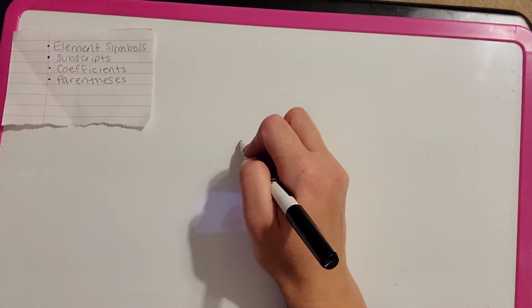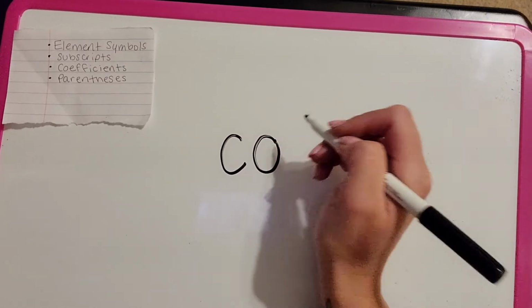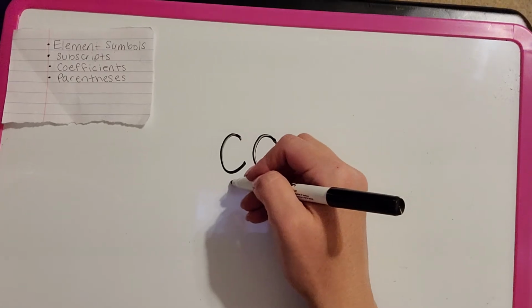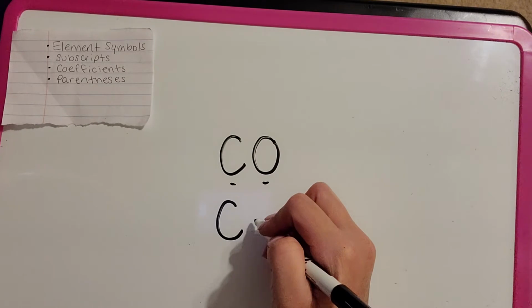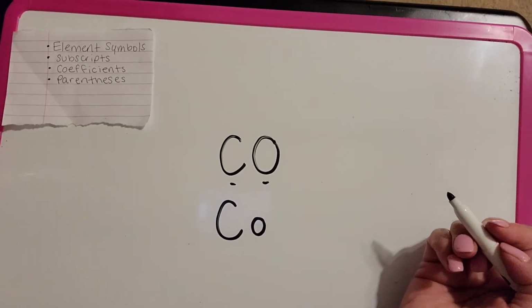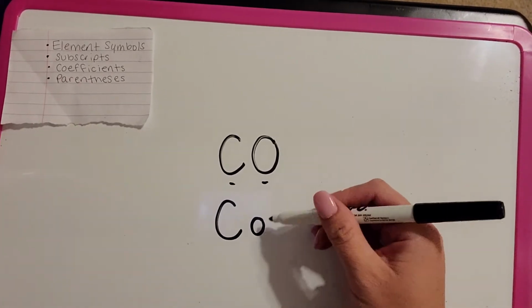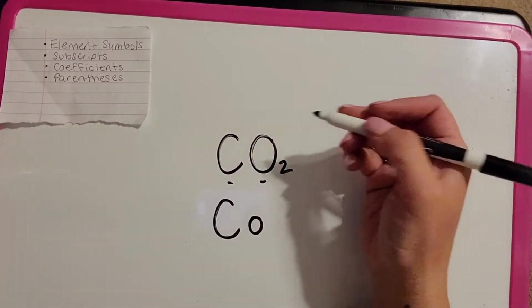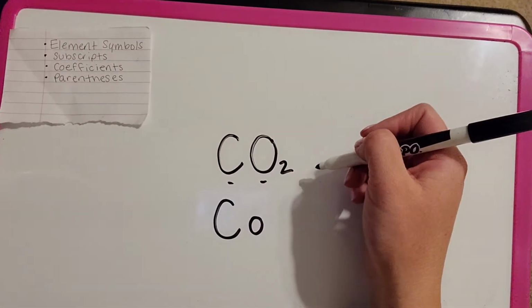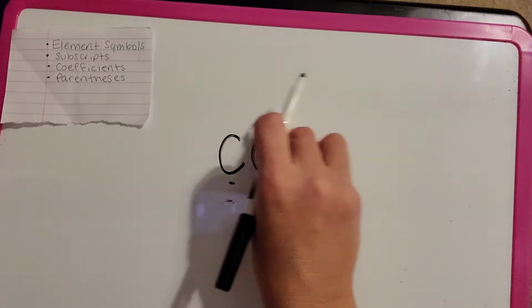Here is another thing that's important: capitalization. Here is carbon. If I put a big capital O after carbon, I'm looking at the chemical formula for carbon monoxide. If I were to put a lowercase o next to carbon, that's now the element cobalt. See how capitalization is very important. If I put a 2 after this one here, then that becomes carbon dioxide. So each chemical formula is unique, and the spelling is really important.